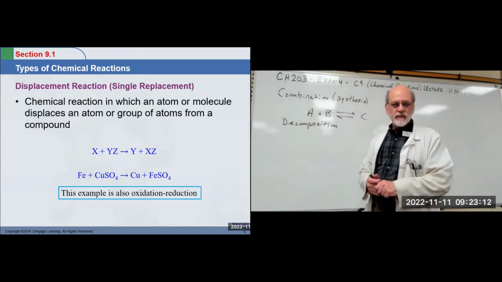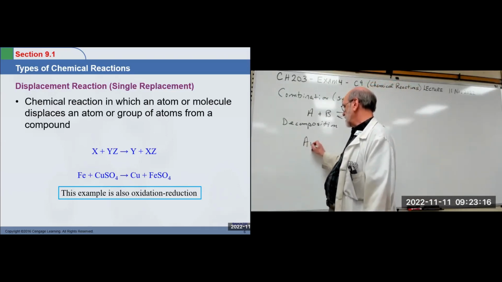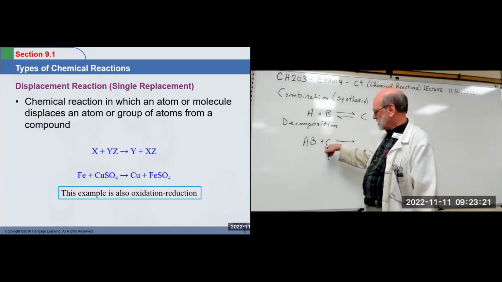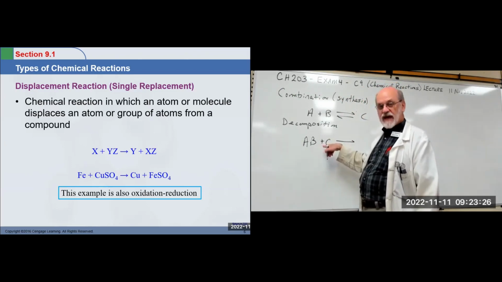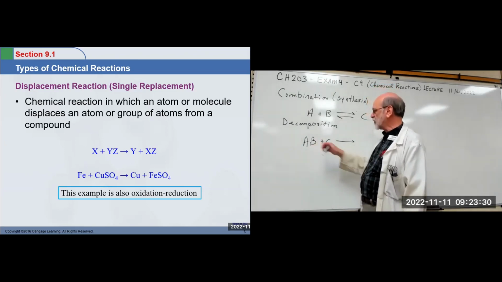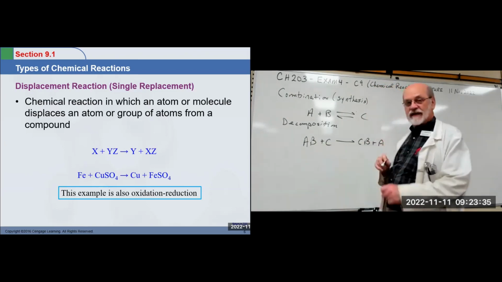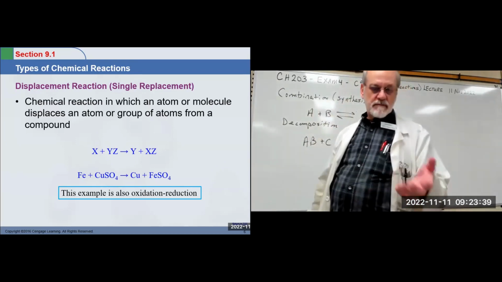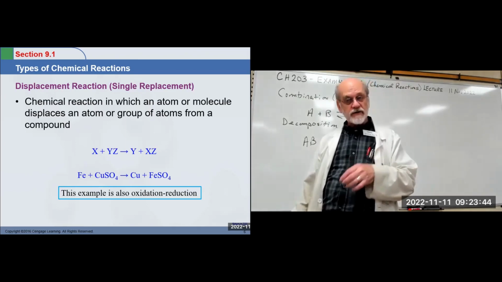A single replacement or displacement, right, would be if you have something like that, and then mine's different than theirs. The C replaces one of these components. Let's say it replaces the A, like that. A good example is, this example is iron and copper sulfate yields copper and iron sulfate.